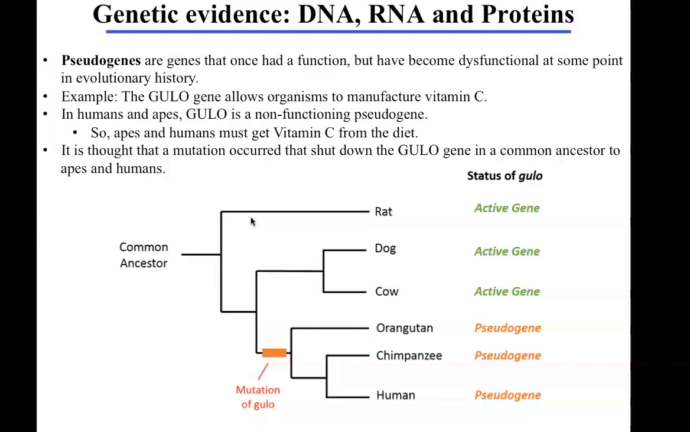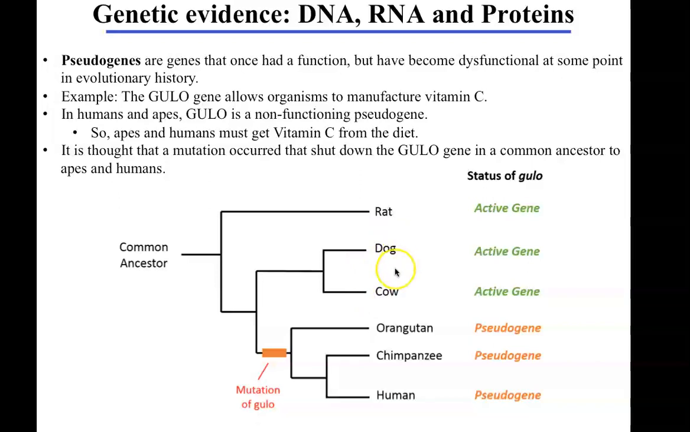So why in the world would humans have a broken gulo gene and chimpanzees and orangutans have a broken gulo gene, but at the same time other mammals like rats, dogs, and cows all have a functioning gulo gene? In other words, a dog has a functioning gulo gene, so you don't have to give your dog vitamin C. It might need other vitamins, but it doesn't need vitamin C.